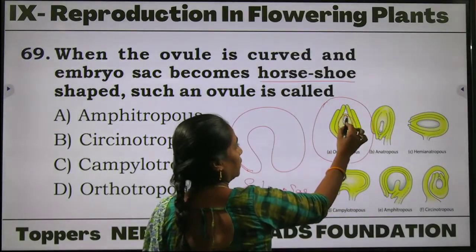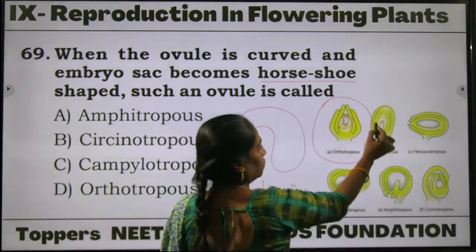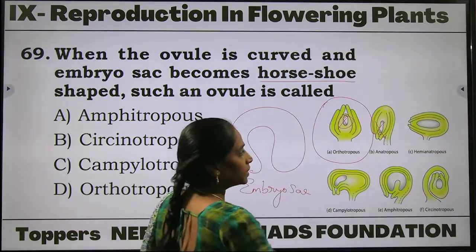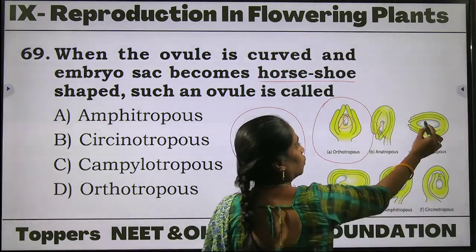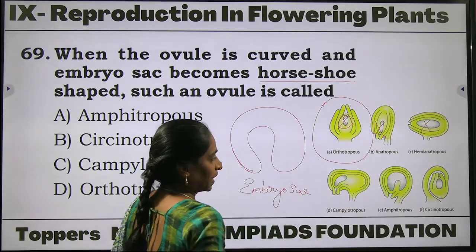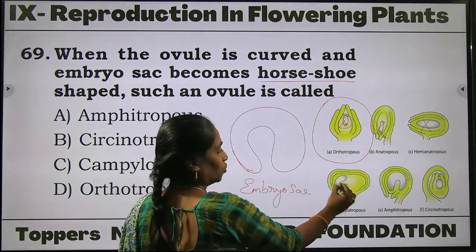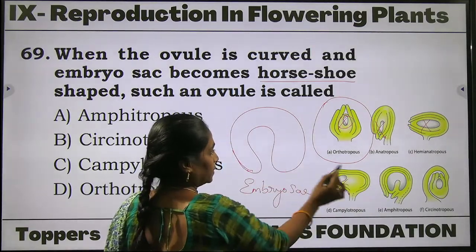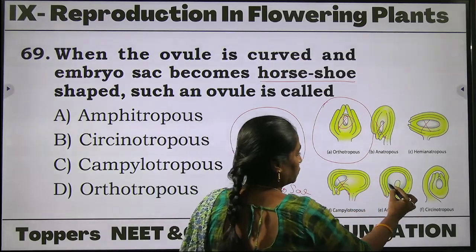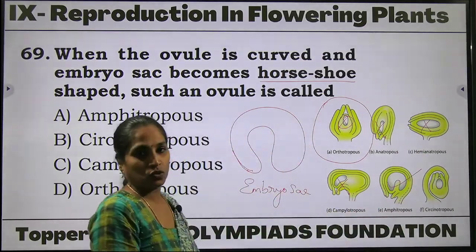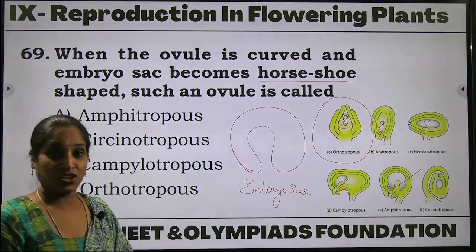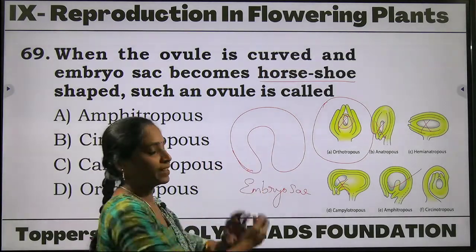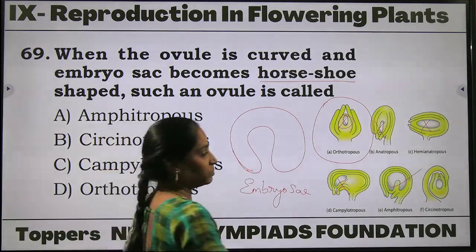That is completely wrong. Is it in the anatropous? No. Is it in the hemianatropous? No. Is it in the campylotropous? No. It is exactly seen like this. Here we can observe the amphitropous ovule. The embryo sac shape resembles exactly a horseshoe shaped structure.